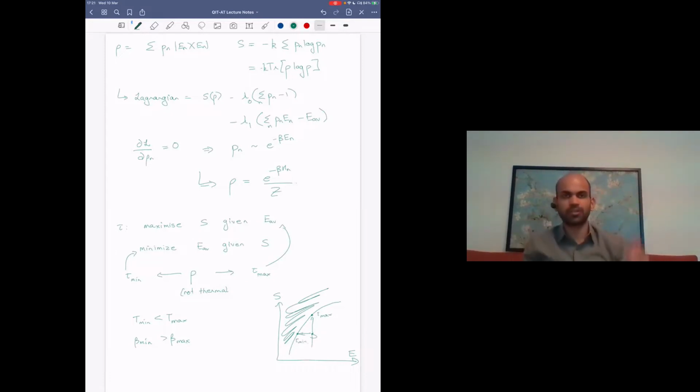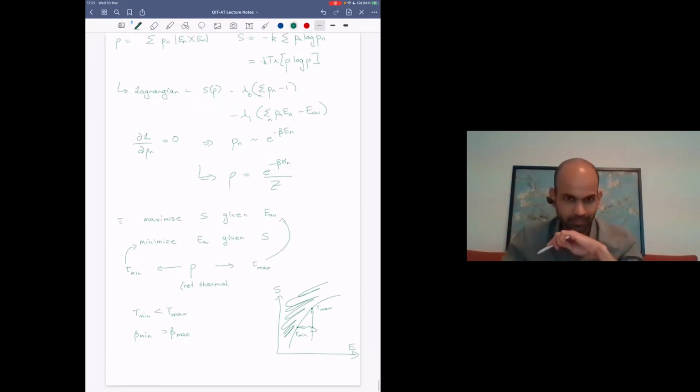So this is another way of not associating a single temperature with a state, but associating a range of temperatures to a state. Somehow you can understand that for a lot of purposes, this arbitrary density matrix can be understood to behave somewhat in between these two temperatures.